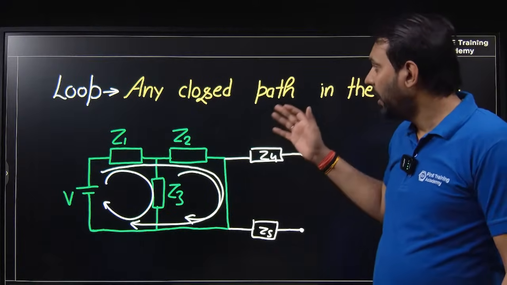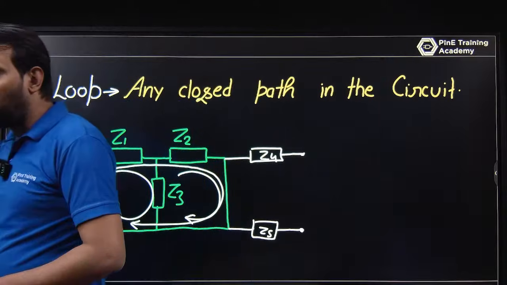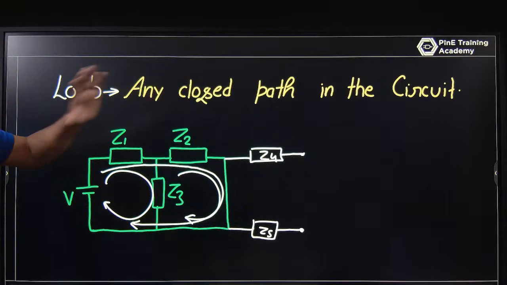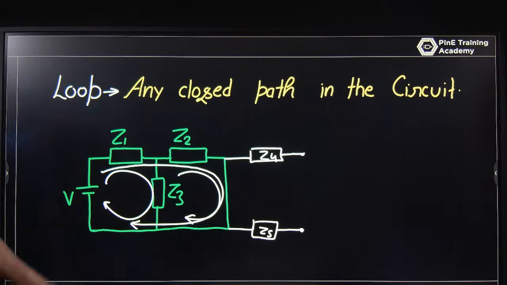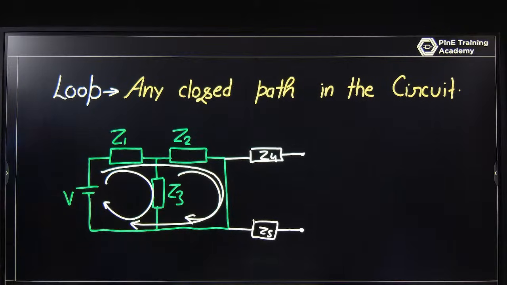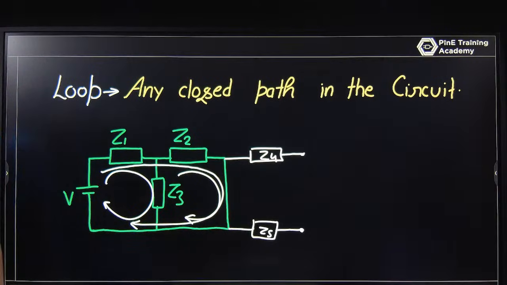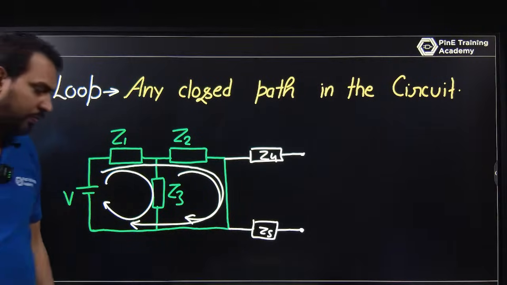Okay, and after this we are talking about the loop. In the loop, any closed path in the circuit will be a loop. So it can be this part, this part, but the white one is not a loop because this is open. The current cannot flow by this path. So that is not a loop.